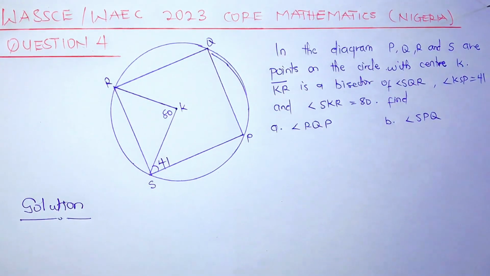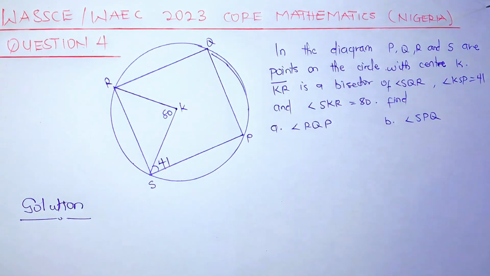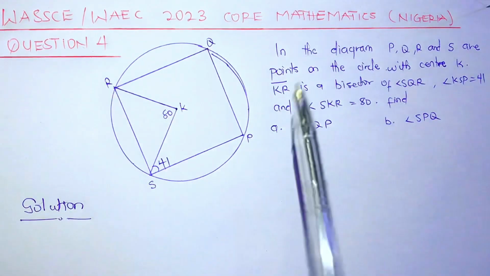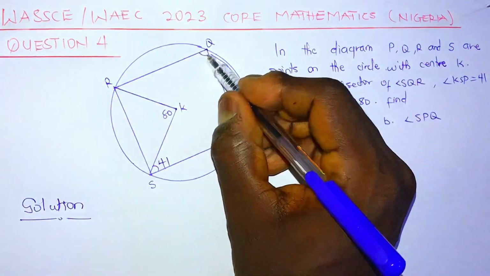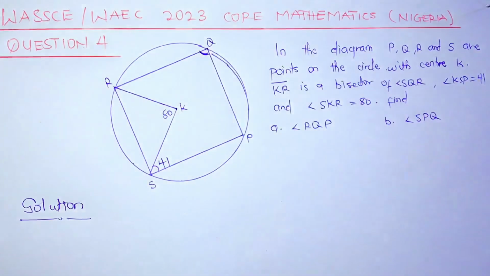Okay, question 4. In the diagram, P, Q, R, and S are points on a circle with center K. KR is a bisector of angle SQR. Angle KSP is equal to 41 and angle SKR is 80. We are asked to find angle RQP. Okay, so RQP, meaning we want this angle here.